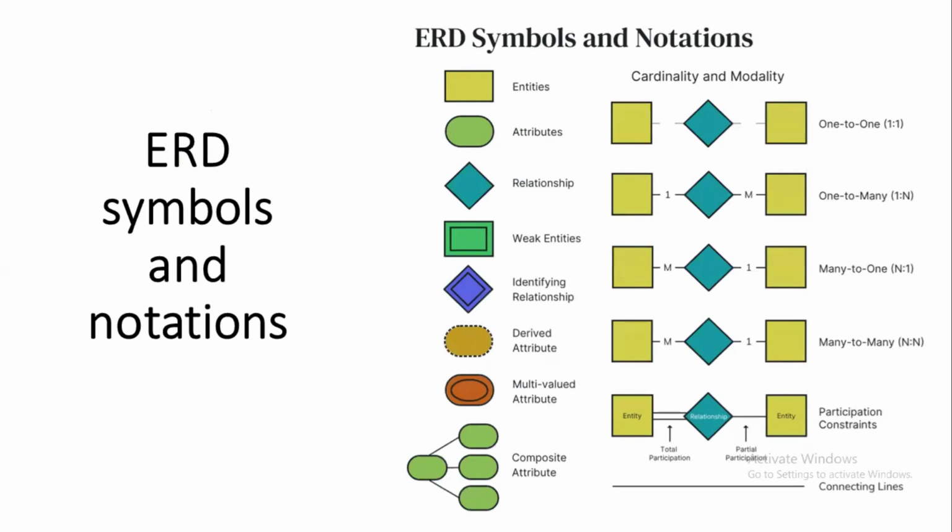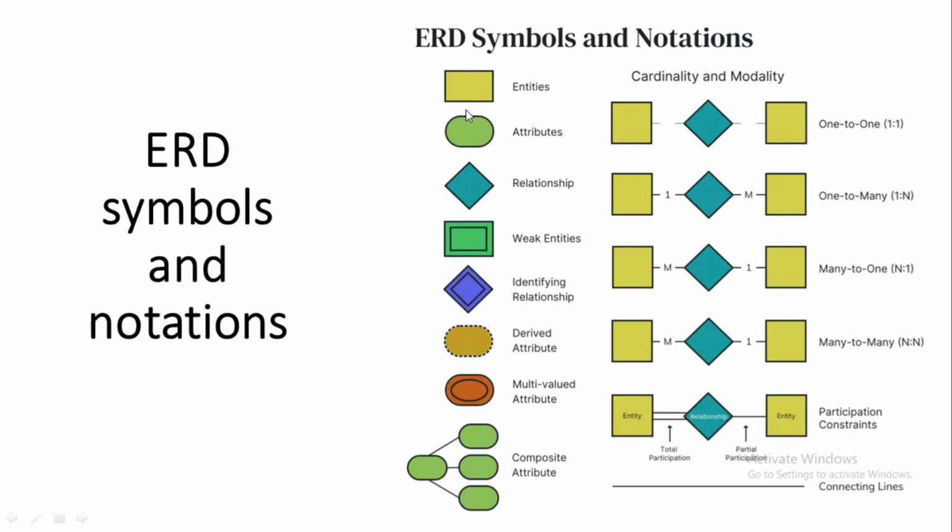Next, we want to consider the ERD symbols and notations. These are the symbols used when drawing the ER model. First one is entity. The entity is represented by a rectangle shape. Entities are objects or concepts about which data is stored, and each entity has a name, which is typically a noun, such as customer or order. The main symbol for the entity is the rectangle shape.